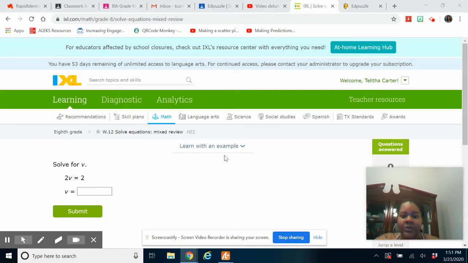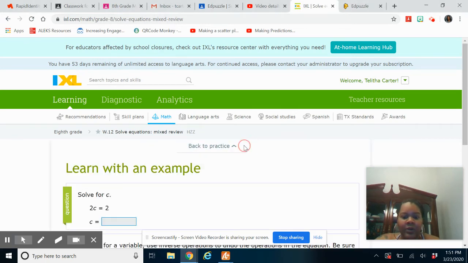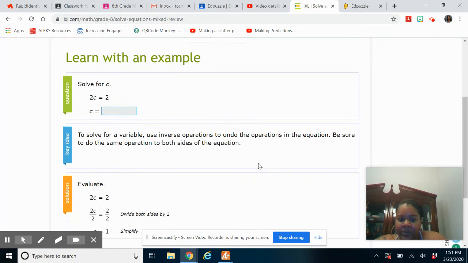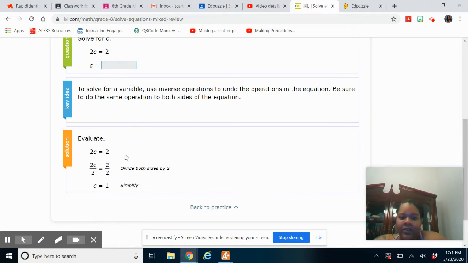So once again, once you log on, it's going to say learn from an example. So you can always click on this. They'll give you an example. They'll tell you what to do. So it says to solve for a variable, you're going to use the inverse operations to undo the operations in the equation. Be sure to do the same operation on both sides of the equation. And then they will give you an example.